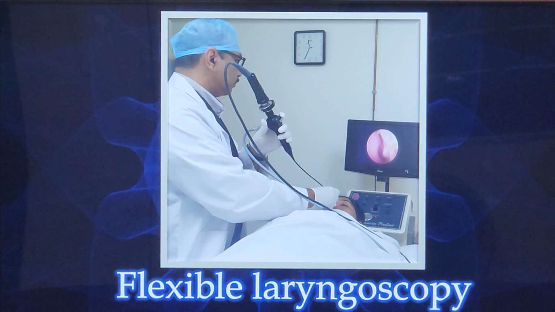So we need to go ahead and do a flexible laryngoscopy. Why? Because we have to know the extent of the retropharyngeal abscess bulge, and we have to see the airway patency, whether the anesthetist will be able to intubate or not. That's why. This is a simple procedure which will be done within 5 minutes and no special preparation is needed for that.